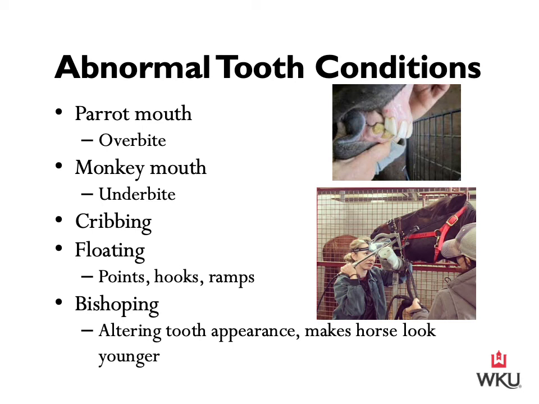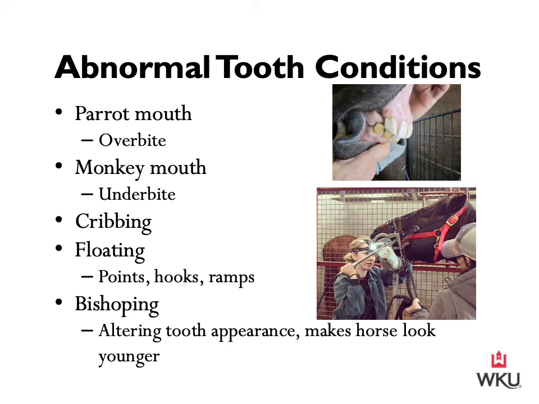It is a vice, it's not desirable. We do have a couple of horses here at the university that crib. And these horses, you may see them wearing cribbing collars, so collars around their necks. And this is going to prevent that vice or that learned behavior. Moving on from cribbing, because cribbing can result in abnormal tooth conditions.